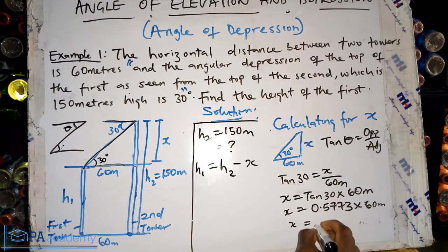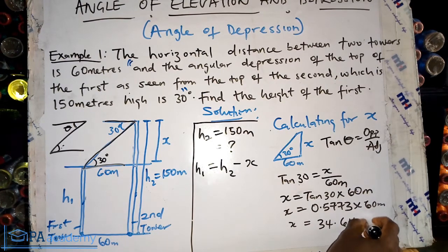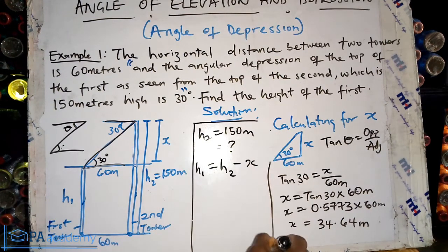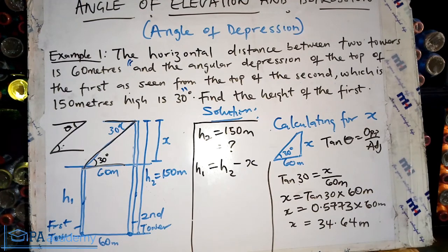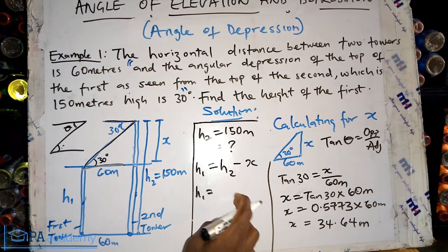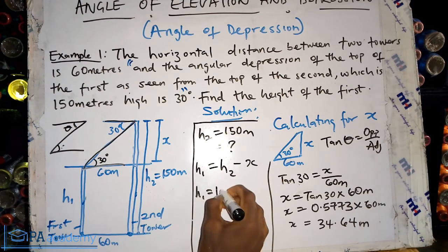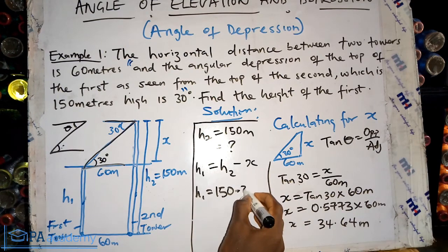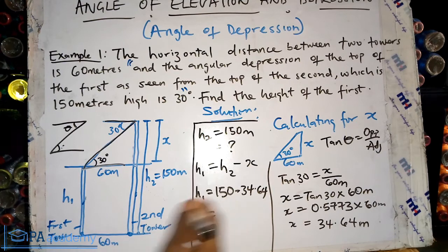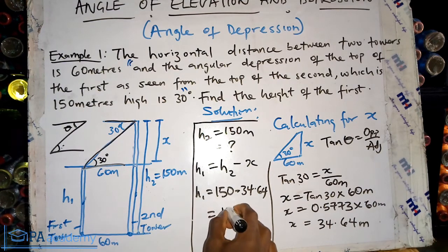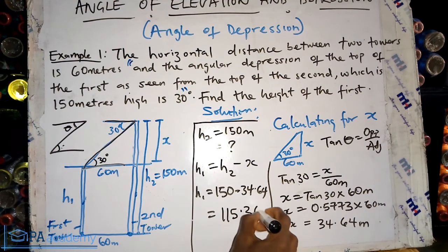So that means our x will give us 34.644 meters. So we've gotten the value of our x, and with that we can easily get the value of our h1. That is what the question is asking us, that we should find the height of the first tower. So our h1 is equal to our h2, which is given in the question already as 150, minus our x, 34.64. So 150 minus 34.64 will give us 115.36 meters, and that is the answer to this example.